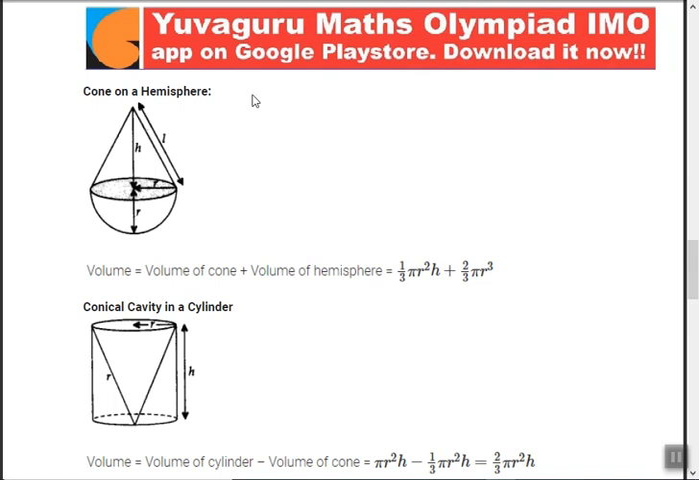Cone on a hemisphere means half sphere. So what is the total volume? Volume of cone plus volume of hemisphere. So volume of cone is what? 1 upon 3 pi r square h. Volume of hemisphere is what? 2 upon 3 pi r cube. So add them. Quite simple.